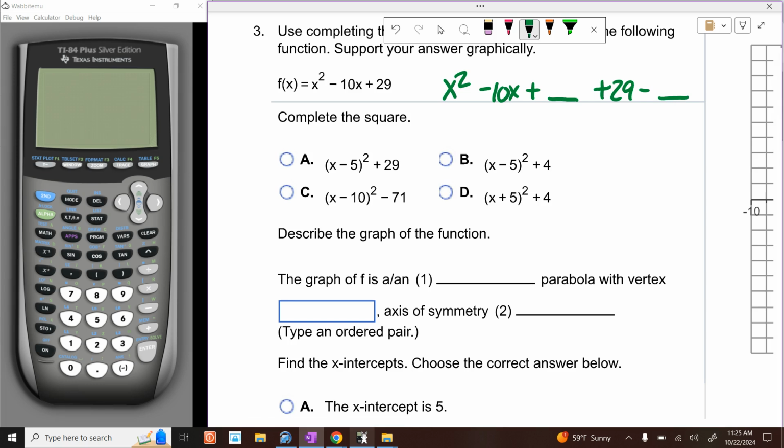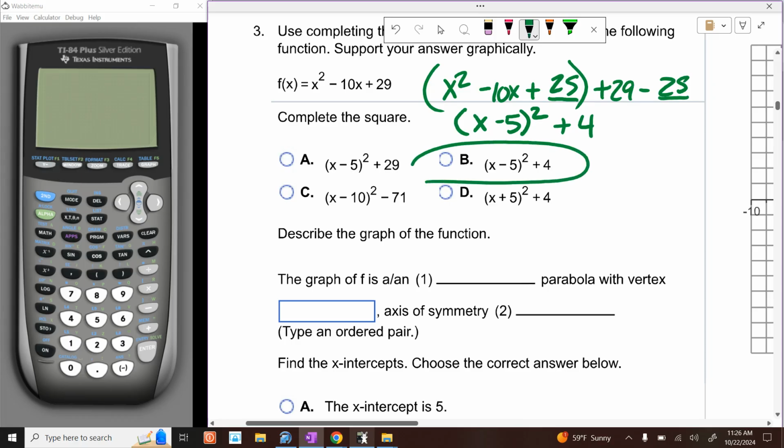So you take half of this and you square it. What's half of -10? 5. 5 squared is 25. So we put a 25 here and a 25 here. So if we factor this, this is x minus 5 quantity squared. 29 minus 25 is plus 4. X minus 5 squared plus 4 is choice B. Where's our vertex? 5, 4.